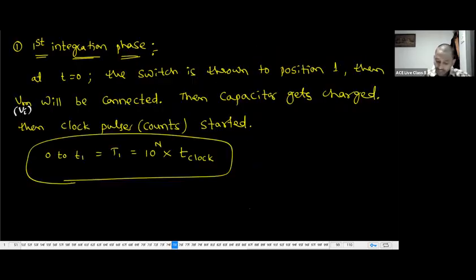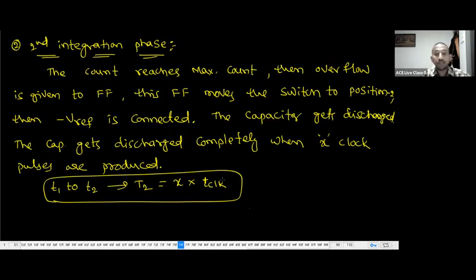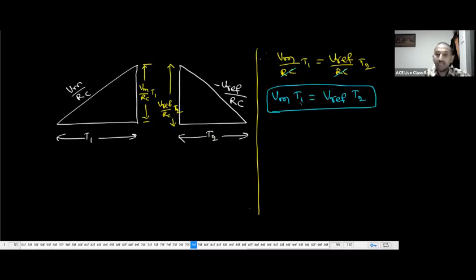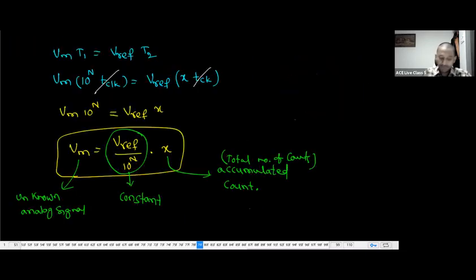But, sir, what is T1? 10 power n T clock. What is T2? X into T clock. I substitute those at the T1 and T2 places: Vm T1, V reference T2; 10 power n T clock, X into T clock. Of course, T clock will be the same because the clock period is the same. Therefore, Vm into 10 power n equals V reference into X. Vm is unknown, and Vm equals V reference by 10 power n into X.